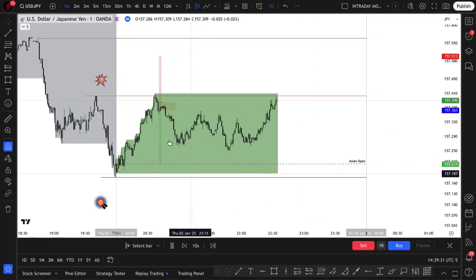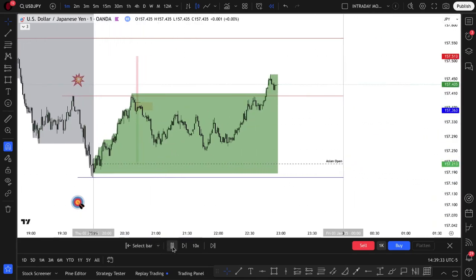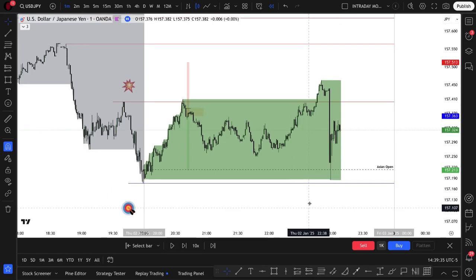So this is a 1-to-1 scenario, and you can see it hits it. It runs right into Asian Open as well. So we found a premium sell opportunity right above Asian Open. Anything above Asian Open is a premium. So from a seller standpoint, that's very ideal.